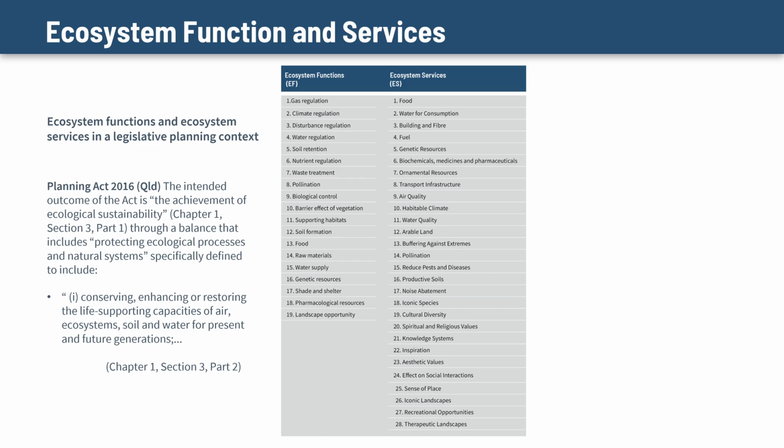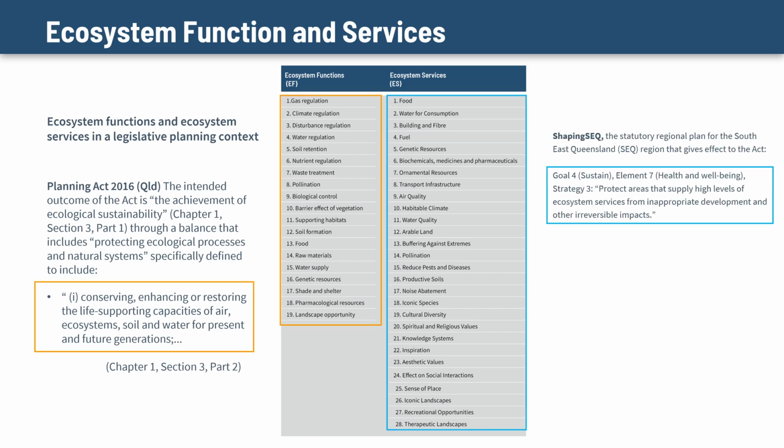But similarly, if we look at Shaping SEQ, which is the statutory regional plan that gives effect to that Planning Act, we can see other things like Goal 4, Element 7: to protect areas that supply high levels of ecosystem services from inappropriate development and other irreversible impacts. So in this case, we can refer to services rather than the functions. So closely related, but a different lens that we can apply to conservation and environmental management.